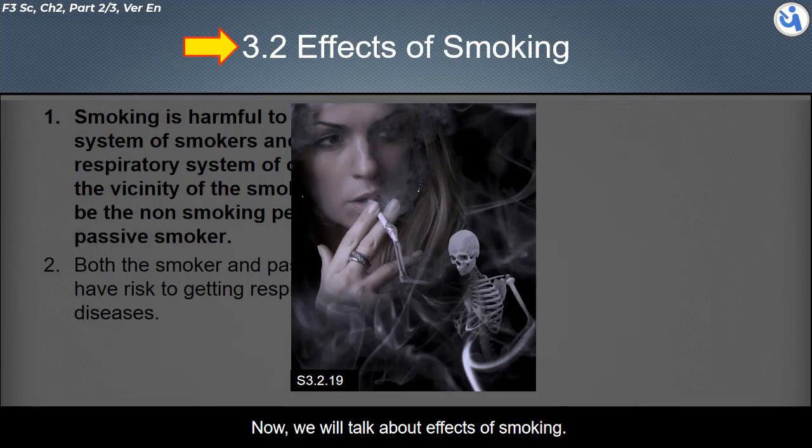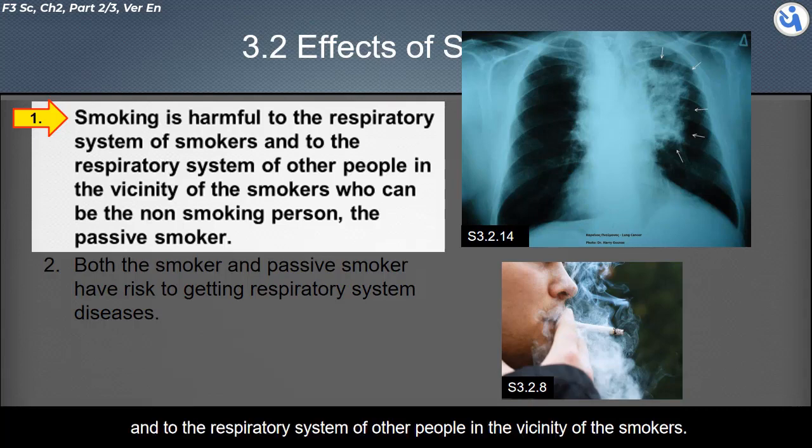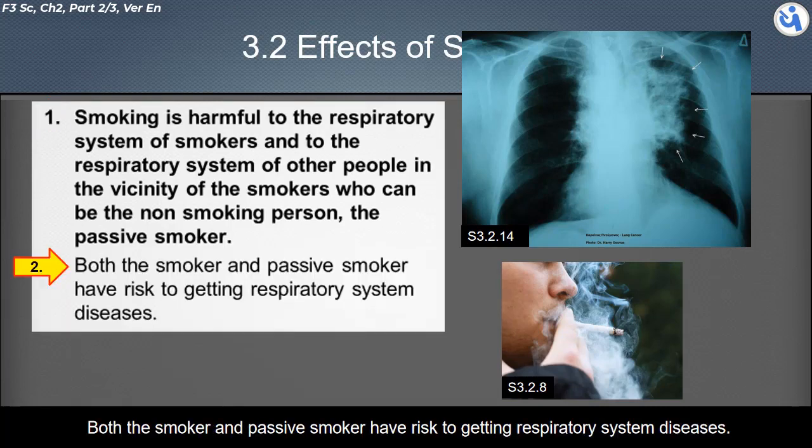Now, we will talk about the effects of smoking. Smoking is harmful to the respiratory system of smokers and to the respiratory system of other people in the vicinity of the smokers. Who can be the non-smoking person? The passive smoker. Both the smoker and the passive smoker are at risk of getting respiratory system diseases.